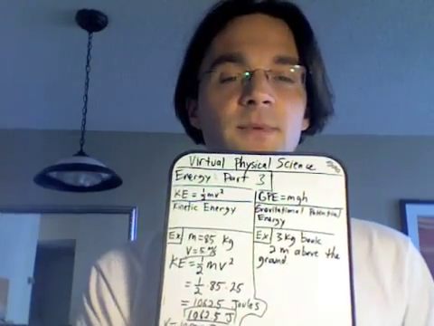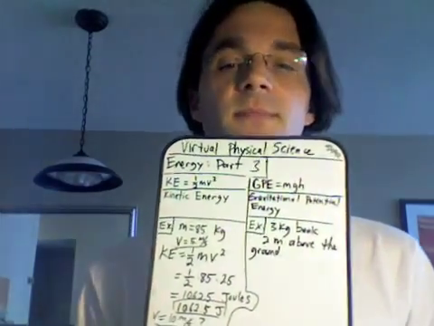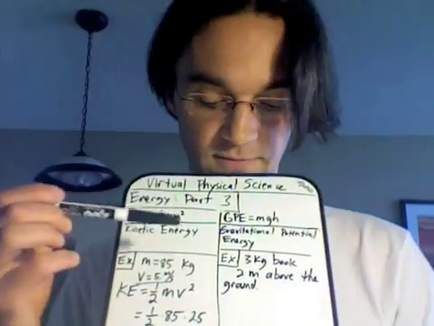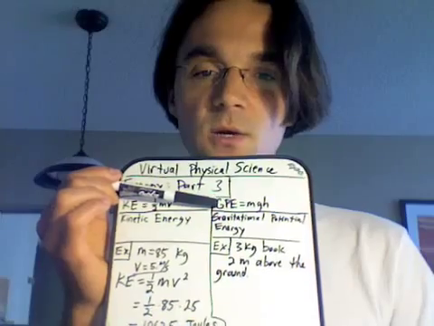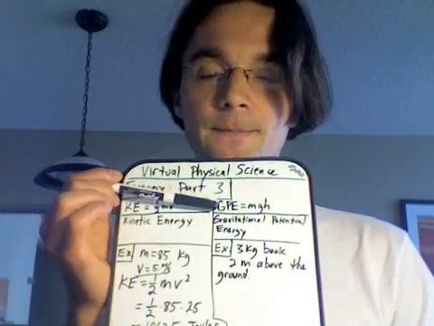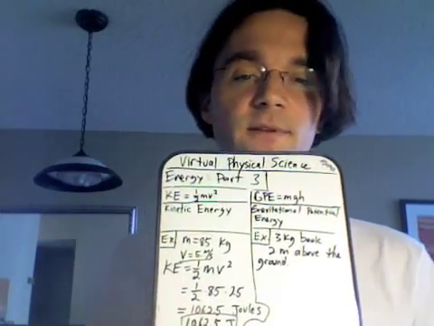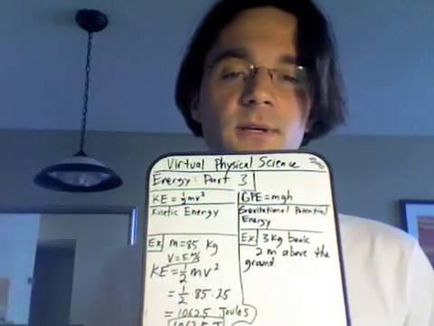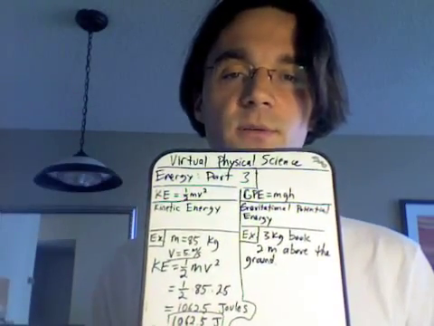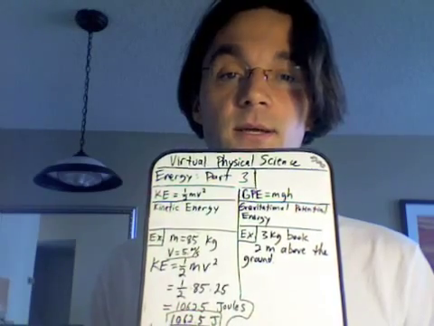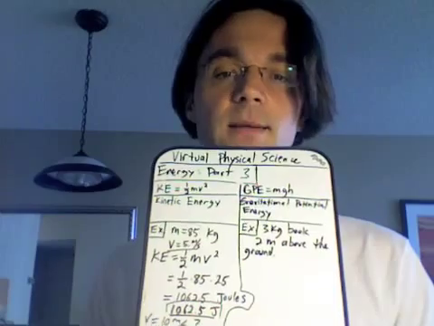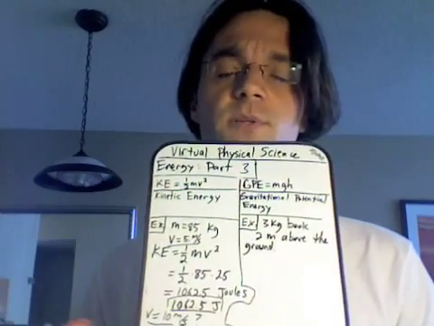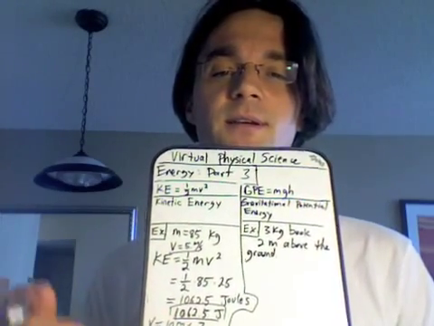Alright, so last time we did a calculation of kinetic energy, and now, using our fancy formula for gravitational potential energy, mgh, we are going to do a calculation of that. So let's say I have a 3 kilogram textbook, and I raise it 2 meters above the ground. Okay, this is not very hard. In fact, compared to kinetic energy, this is really easy. How much gravitational potential energy does it have?